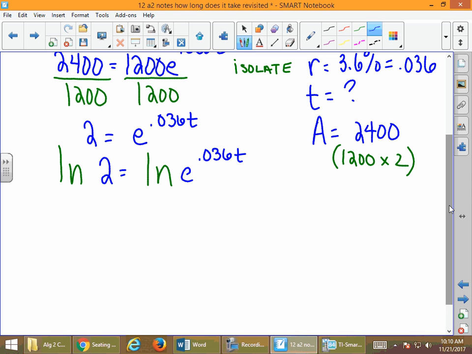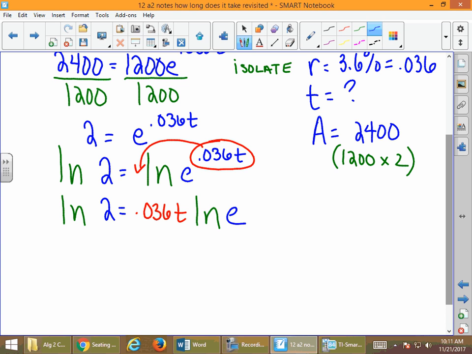So once we get that natural logarithm in, we're going to use our power property, which says we can take this 0.036t and write it out in front of this logarithm. So it's going to be 0.036t times the natural log of 2 and the natural log of e. And remember, one more thing in our directions says, don't round until the very end.